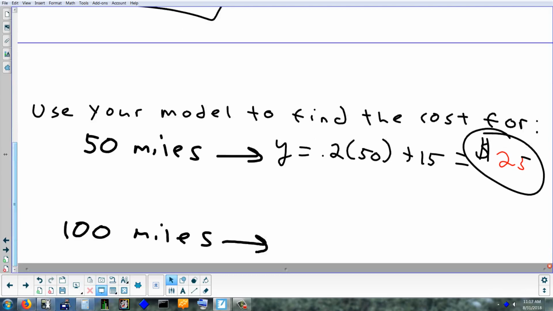Yeah? Because you're not doubling the $15. You shouldn't be doubling the initial fee, right? That $25 includes the initial fee and the mileage all in one. All you're doubling is the driving distance cost, not the initial fee. So 0.2 times 100 plus 15. Okay, and what does that come out to?